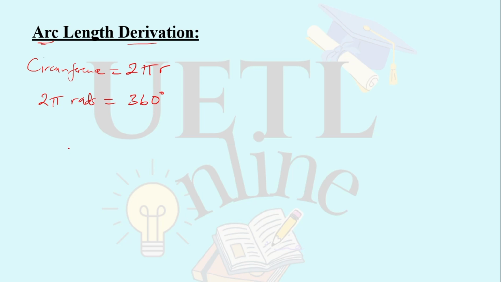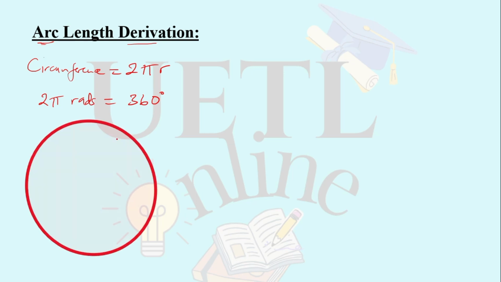Let's say we are given a circle, with the center here. To find the circumference, we just use this formula. But if we want a part of the circle, let's say we divided it like this, and the angle dividing it is theta, this is what a sector looks like. We want to find the length of this arc.